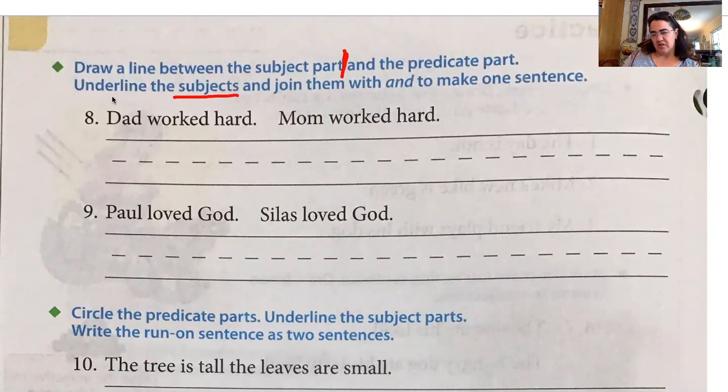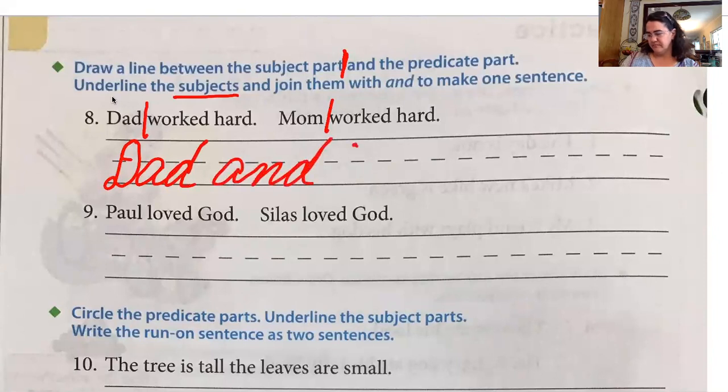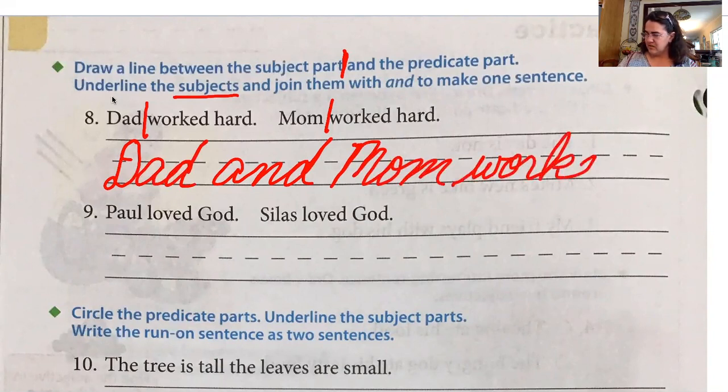So, Dad worked hard, Mom worked hard. What is the verb there, Sonia? Worked. So we're going to draw our first line between Dad and worked, and our second line between Mom and worked. And then our new sentence should read, Dad and Mom worked hard. Go ahead, second graders. You can write that on your line. And you'll do the next one on your own.